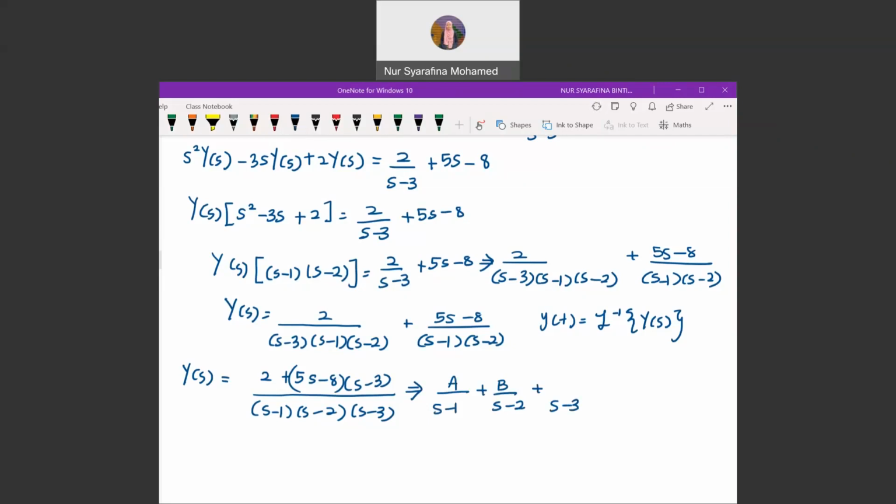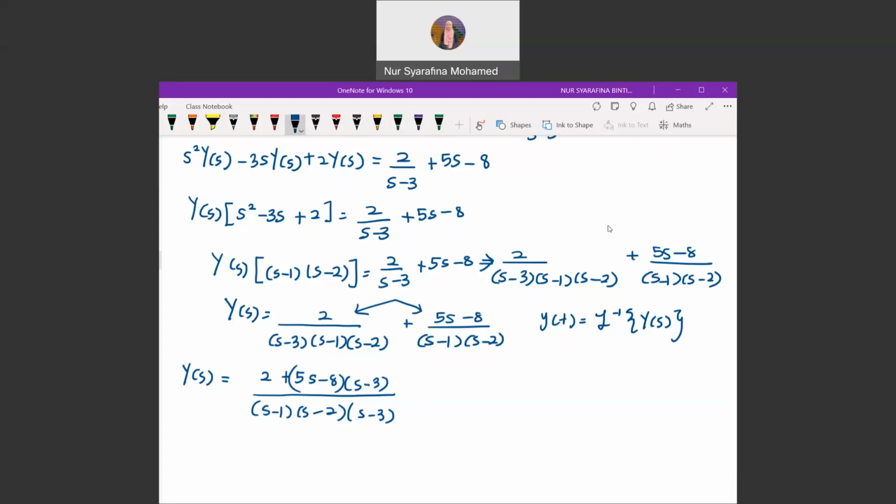Oh, before that, sorry. First you can see here we have s minus 3 and s minus 3. We can simplify that, so we have only two factors. So it is A over s minus 1 plus B over s minus 2. Sorry, there is a mistake here. Now we want to combine these two. This 5s minus 8, we multiply with s minus 3.